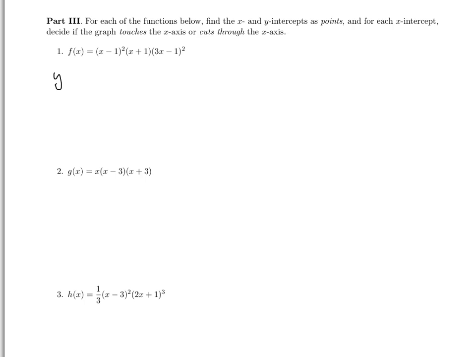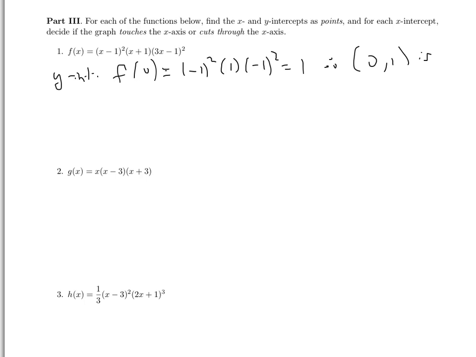The y-intercept, as usual, comes from plugging 0 in for x. So we can do that without multiplying this thing out. Put 0 in for x, this looks like negative 1 squared times 1 times negative 1 squared, so that's positive 1. So therefore, the point (0, 1) is the y-intercept.